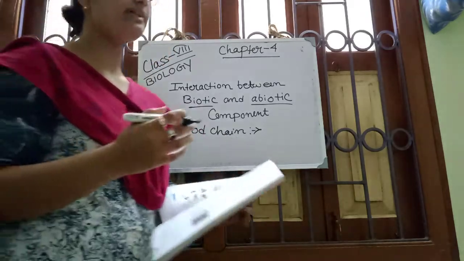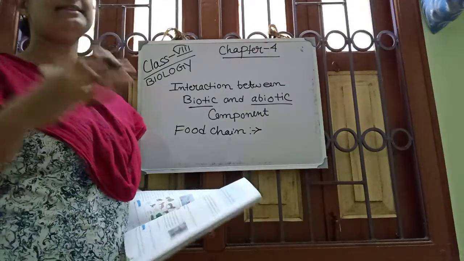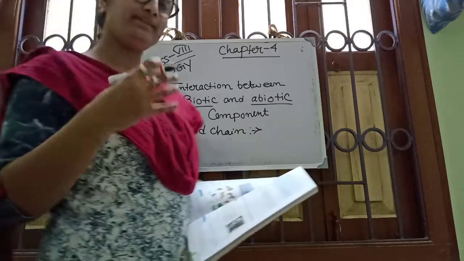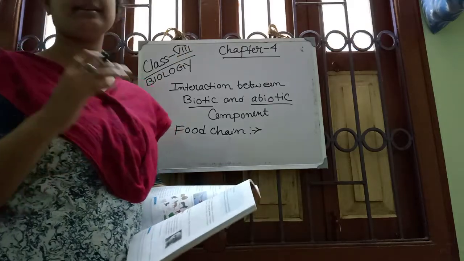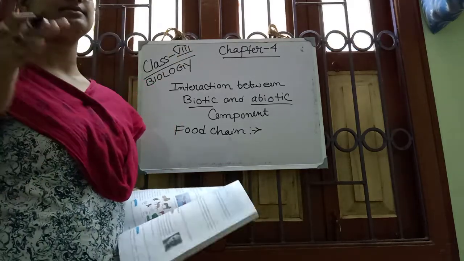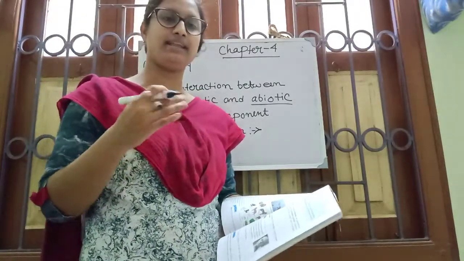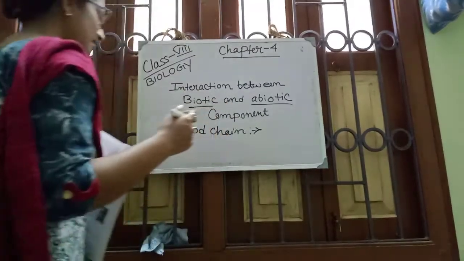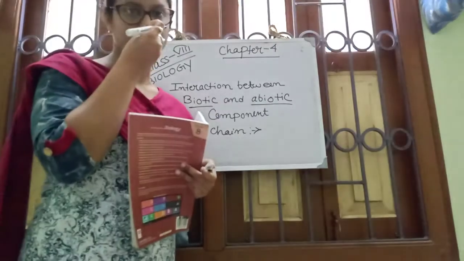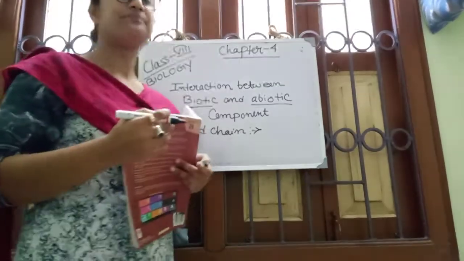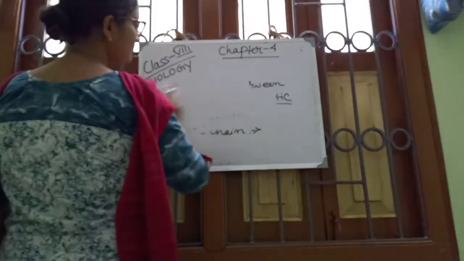Here one food chain is given. The consumer eats the producer, and after that a chain is formed. Suppose the deer eats the grass, and after that the tiger eats the deer. This way a chain is formed, and this way the energy flows through levels. First is the producer, then the consumers: primary consumer, secondary consumer, tertiary consumer. Okay, after that the decomposer. I am writing the first example, and you write it in your book.